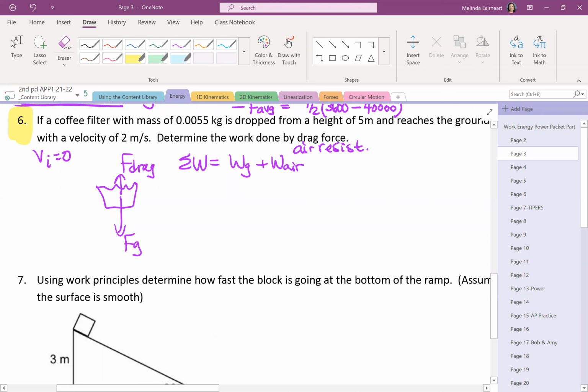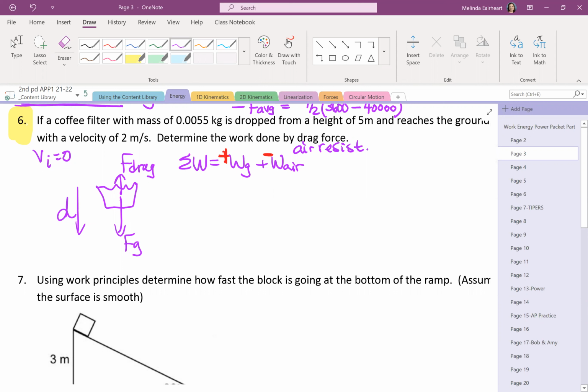Hopefully you see both are going to do work. It's moving in the downward direction, so gravity is going to do what kind of work? Positive. Drag will do negative work. So right there, I've already done the negative. We'll be solving for a magnitude value, right? If I left everybody positive, you'd get a negative answer. So as long as the negative is only done once.